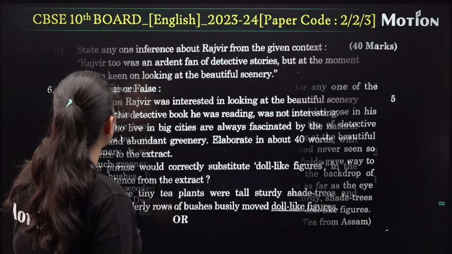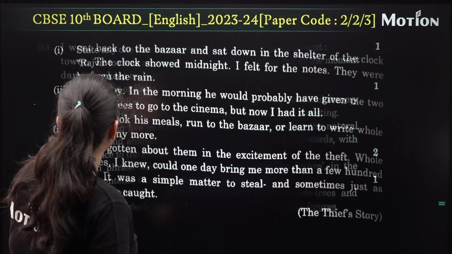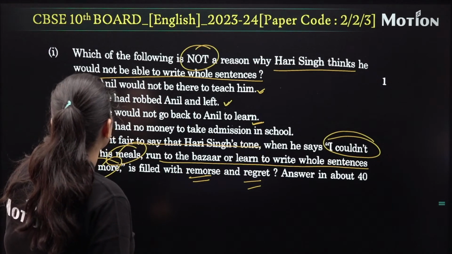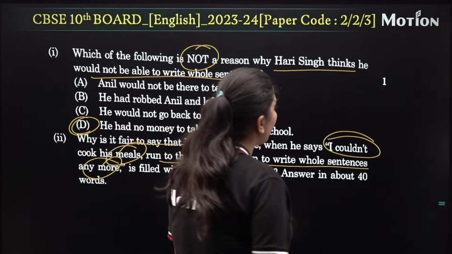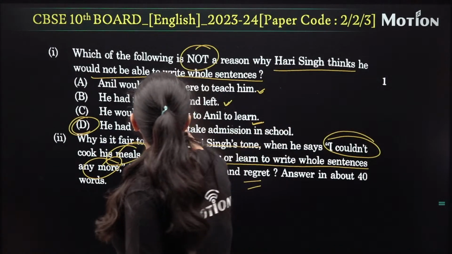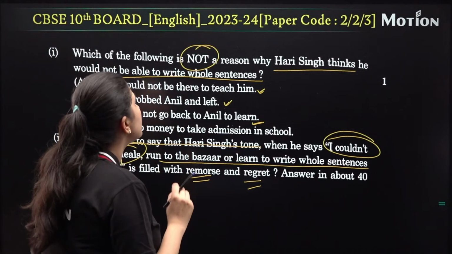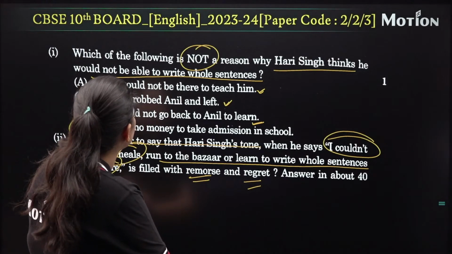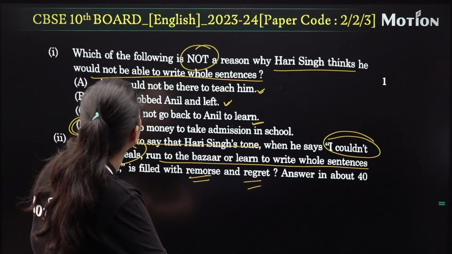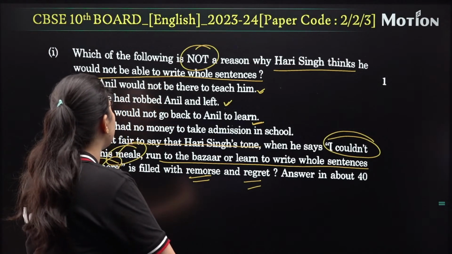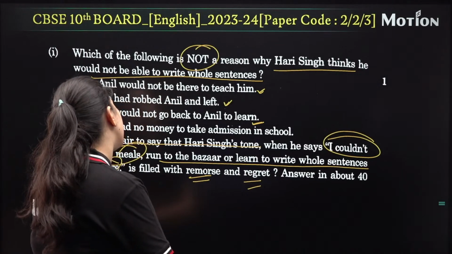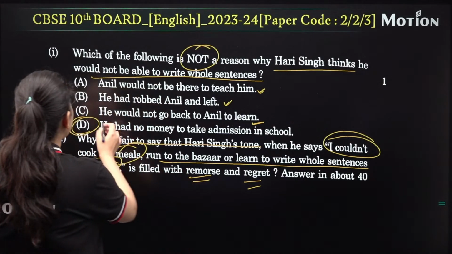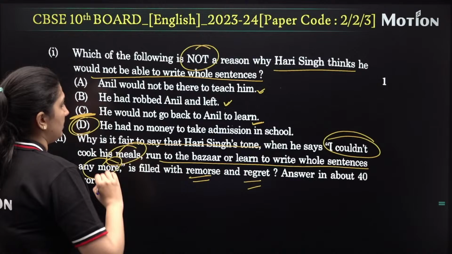Question number 6 बेटा, 2 parts हैं इस question के. About which you are talking, option वाला, this one. Which of the following is not a reason why Hari Singh thinks he would not be able to write whole sentences? इसमें से कौन सा ऐसा reason नहीं है जो Hari Singh सोच रहा है, वो नहीं for he will not be able to write. So why he won't be able to write? Anil would not be there. हाँ ये बात बिल्कुल सही है. He had robbed Anil and left. ये बात भी बिल्कुल सही है. He would not go back to Anil to learn. He had no money to take admission in school. ये तो अभी तक उसने decide नहीं किया था. All right, we'll see to this.